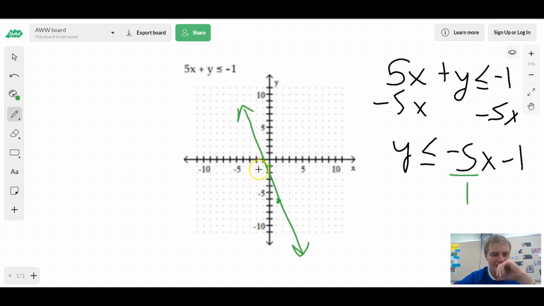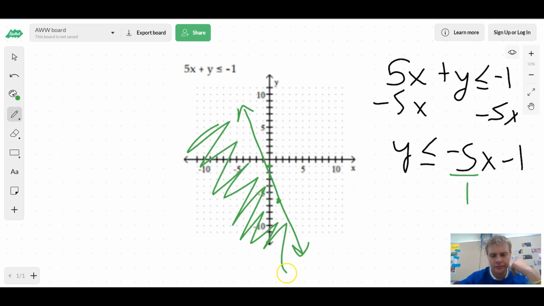I made this line solid because that is an equal sign, so that means it's solid. And because it's a less than sign, it tells us to shade below. So I just shade below that, and that would be my equation and what it would look like. Let's do the next one.